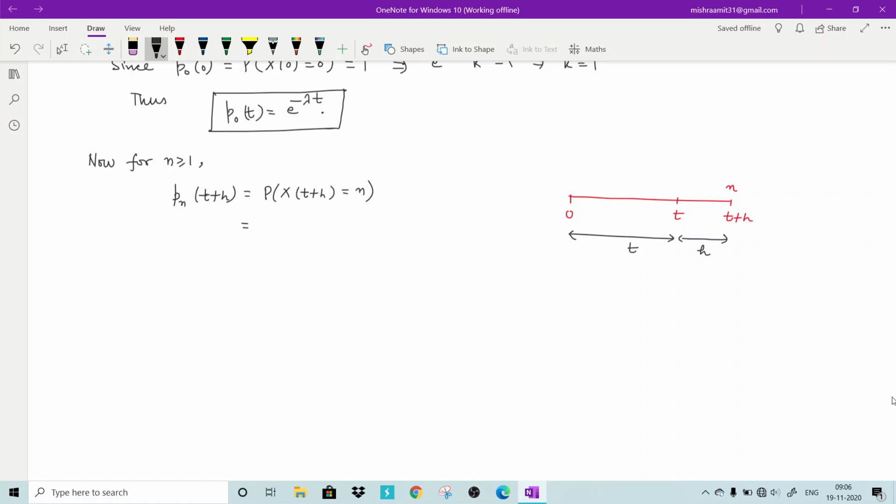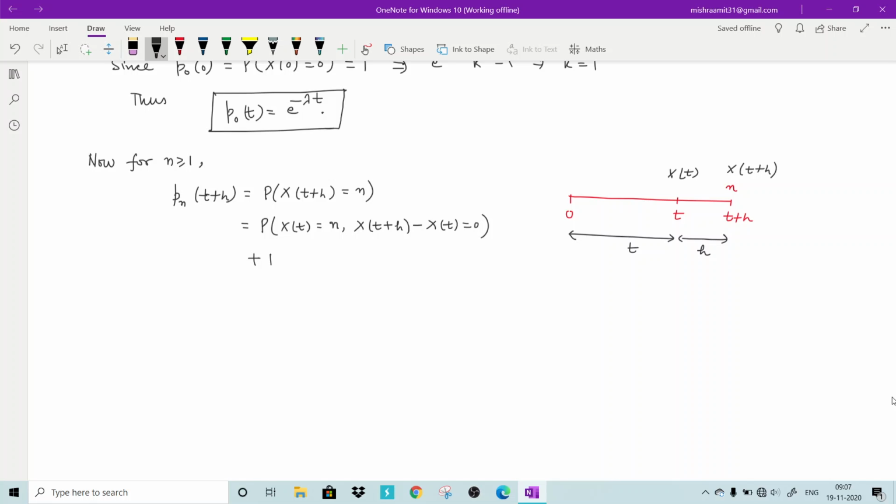Now we are going to condition upon the state of the process at time t. So what are the possibilities? At time t, the state may be n and there is no increment in the next interval, that means the increment is 0. Here the possibility is that at time t the process is in state n, and from t to t plus h there is no increment. So you can see X(t plus h) minus X(t) is equal to 0. So there is no increment here. This is the position of X(t) and this is the position of X(t plus h), and we want X(t plus h) equal to n. So X(t) may be n and there is no increment. That is the first possibility.